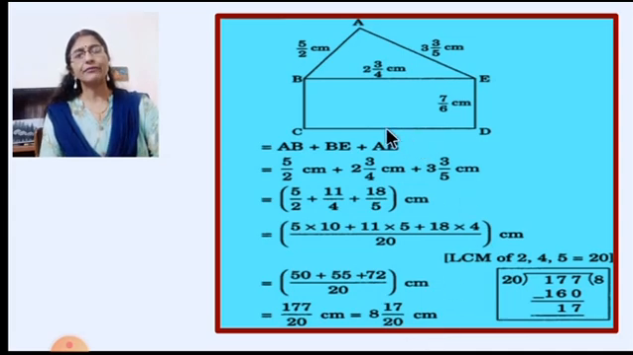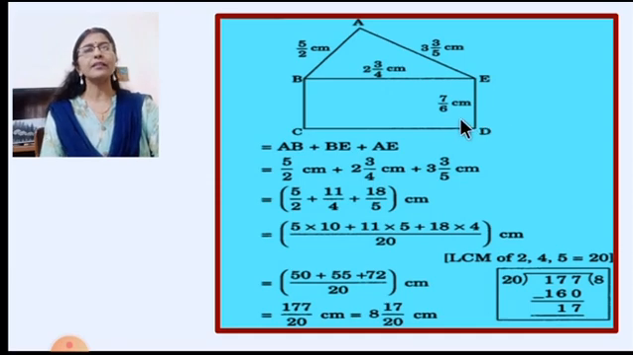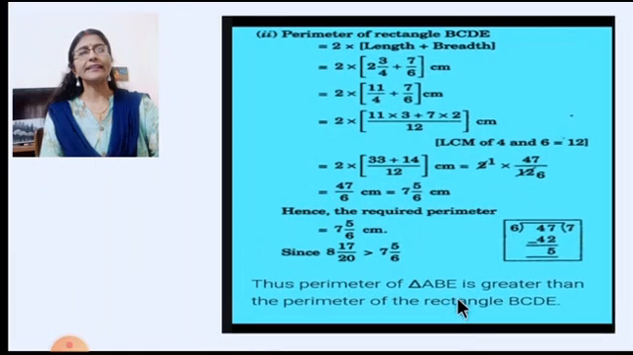Now we have to find out the perimeter of this rectangle. This is the breadth and this is the length. Length is 2 3 upon 4 and breadth is 7 upon 6 centimeter. What is written, that only we will write and we'll find out the perimeter. So let us write that. Here you see. First we'll write the formula. Formula you know already, twice length plus breadth, or you can write 2L plus 2B.